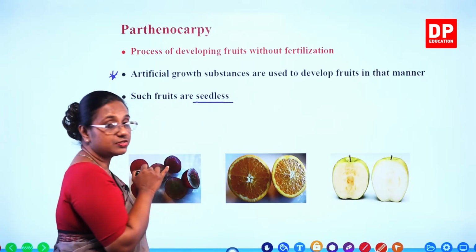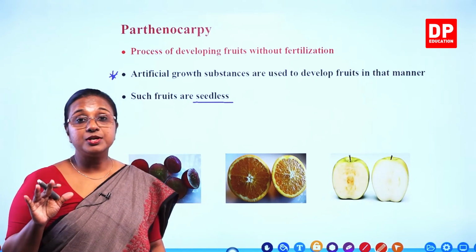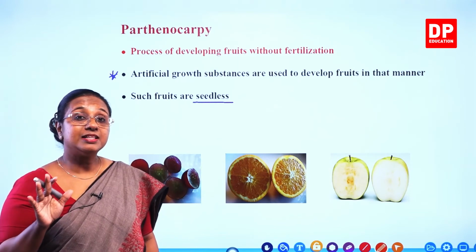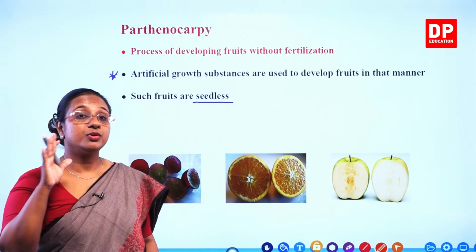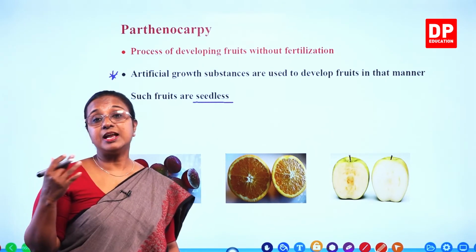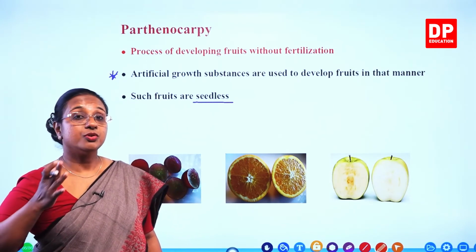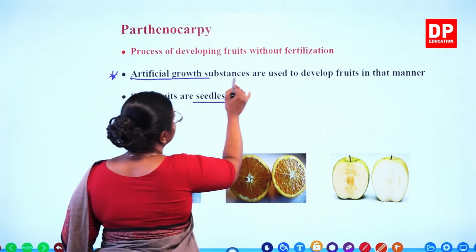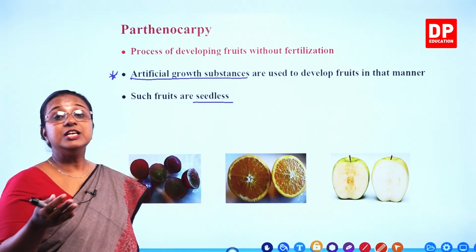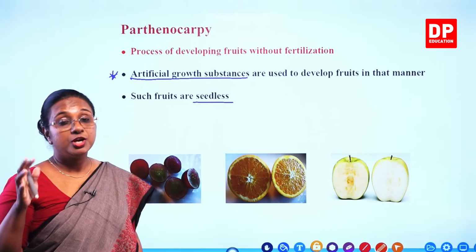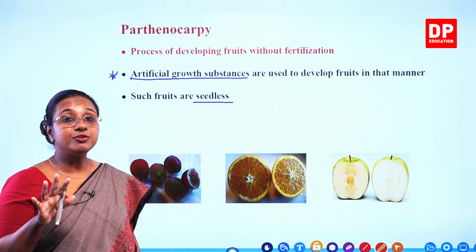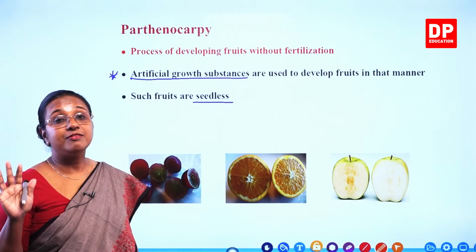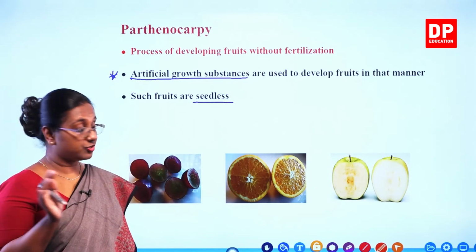They are seedless fruits because the seeds are produced only after fertilization. Why? Seeds are the fertilized ovules. So if there is no fertilization, that means there are no seeds. So here we use the artificial growth substances to induce the development of fruit. So always the fruits that are produced by Parthenocarpy will not have seeds, seedless fruits.